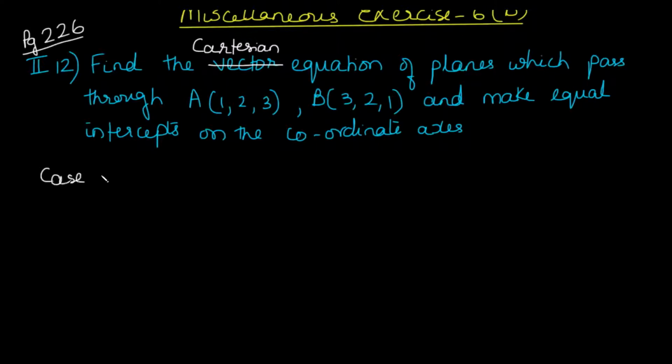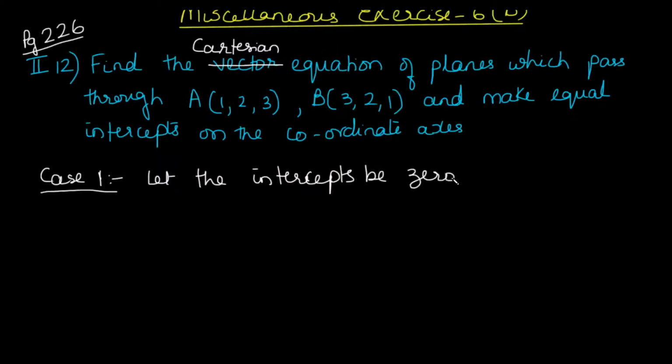Case 1, the planes make 0, that is the intercept which the planes make on the axis is 0. So let the intercepts be 0. Now, if all the intercepts are 0, x, y and z intercepts are 0 for the plane, that means the plane passes through the origin.